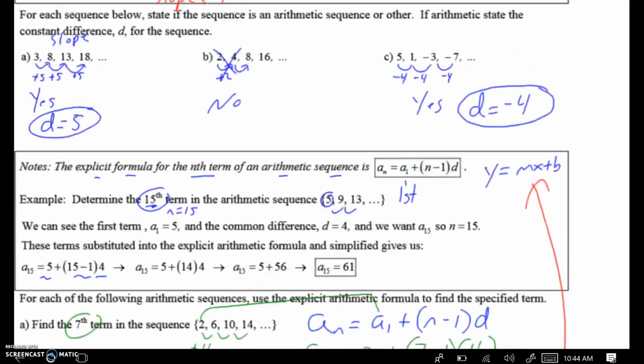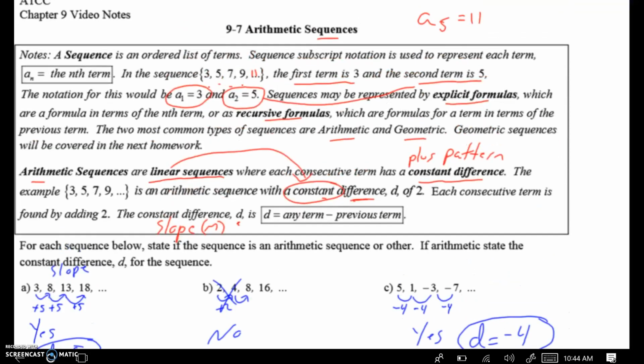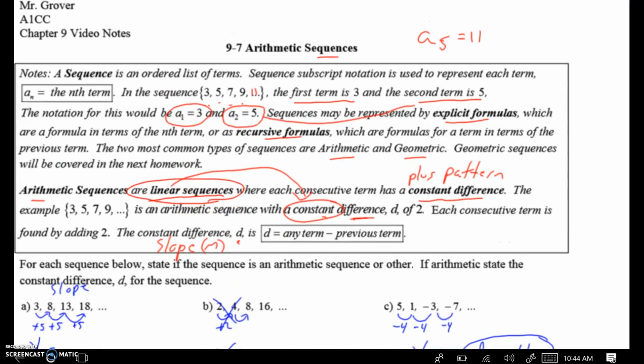All right, so that is arithmetic sequences, which is, again, just another way of thinking about linear functions, and we will talk about the exponential or geometric ones in the next video, 9-8.